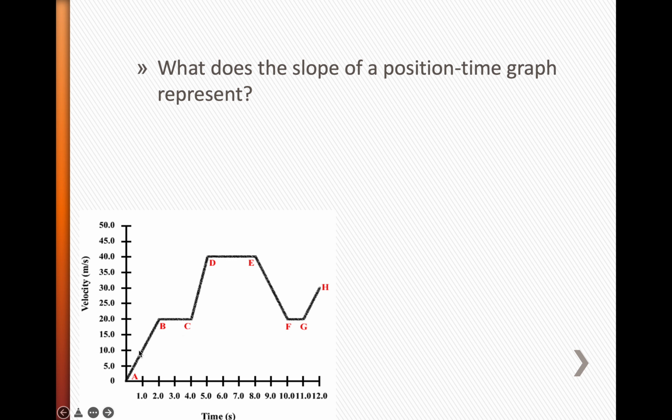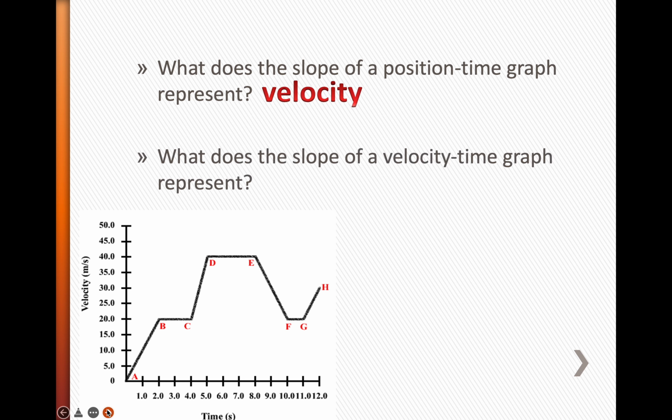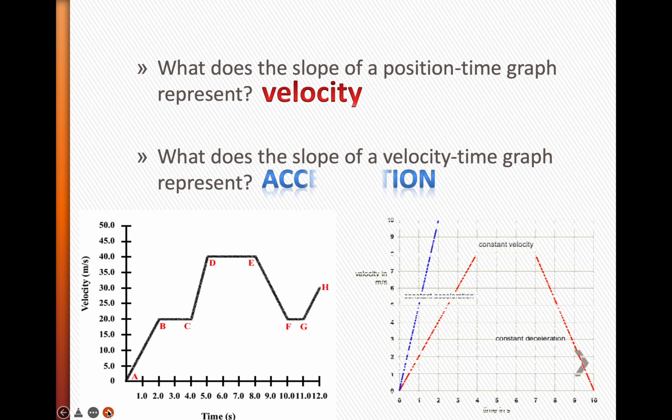The slope of a position time graph represents velocity. The slope of a velocity time graph represents acceleration. So if we're changing velocity here, that means we're speeding up. In this region from E to F, we would be slowing down. That means we would have a constant, either a positive acceleration here or a negative acceleration. Sometimes people use the word deceleration for negative acceleration. I don't know if I like that.